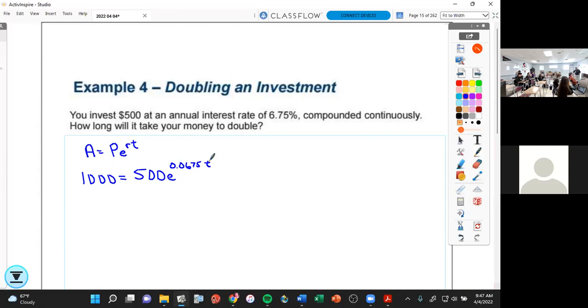Okay. Let's get T by itself. What would you like to do first? Divide by 500. 2 equals e to the 0.0675 t. What kind of an equation is that? Exponential. I need to unexponential it. Inverse of exponential is log. What is my base? E. So what do I need to do to both sides? Take the natural log of both sides. So natural log of 2 equals natural log of e to the 0.0675 t.